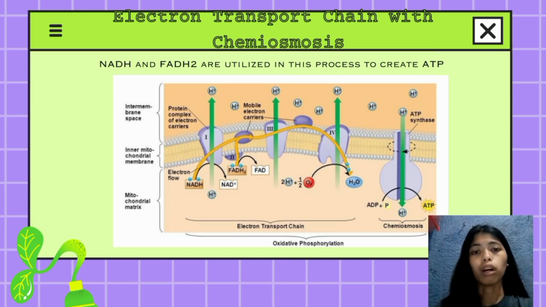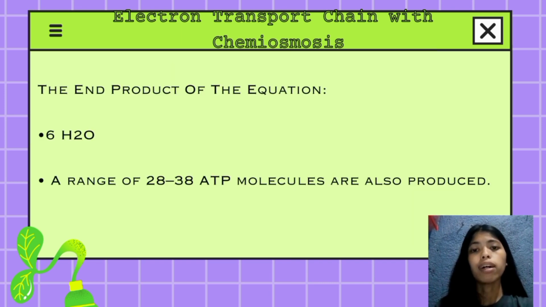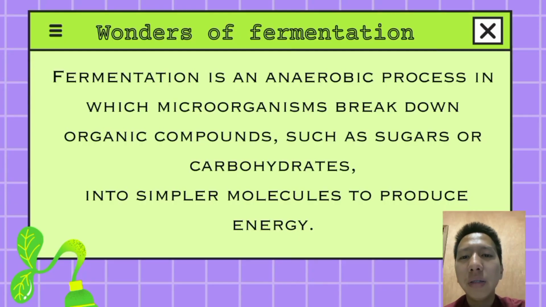So for the end product of this process, we will have 6 water molecules, and it will produce a range of 28 to 38 ATP molecules. Fermentation is an anaerobic process in which microorganisms break down organic compounds such as sugars or carbohydrates into simpler molecules to produce energy. It has several noteworthy applications.